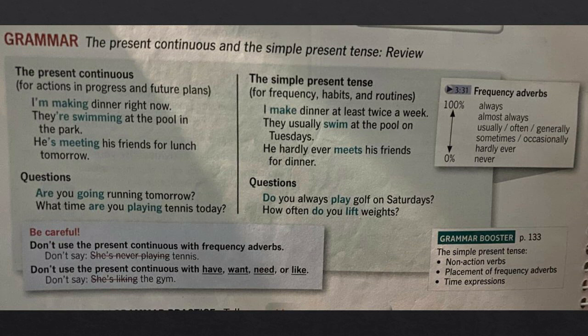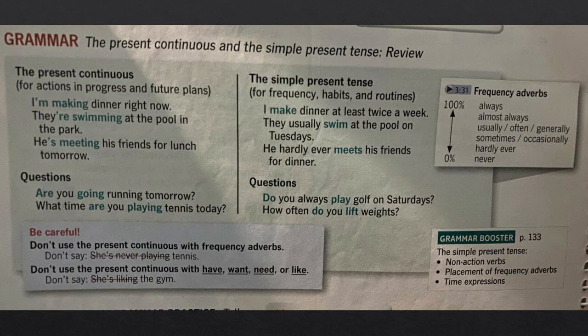Also, we use auxiliary verbs like do or does. Do you remember that when we are talking about I, you, we, and they, we use do, and when we are talking about he, she, and it, we use does, right? Plus the verb in the base form. Okay, so we have here some examples that say I make dinner at least twice a week. They usually swim at the pool on Thursday, or he hardly ever meets his friends for dinner, right?